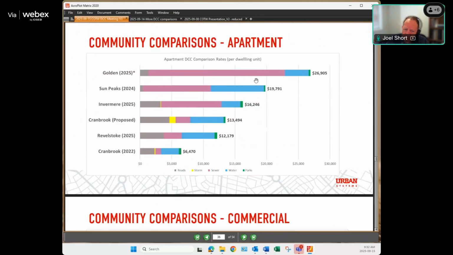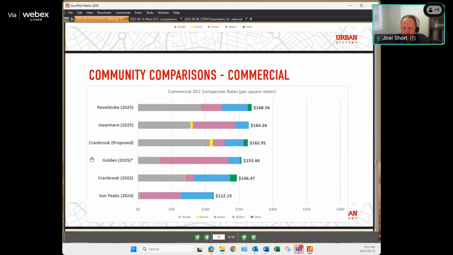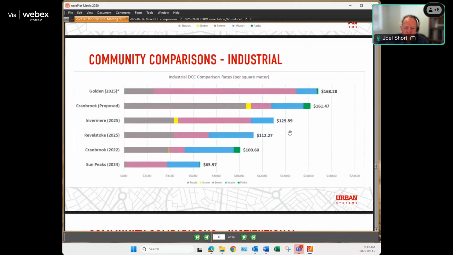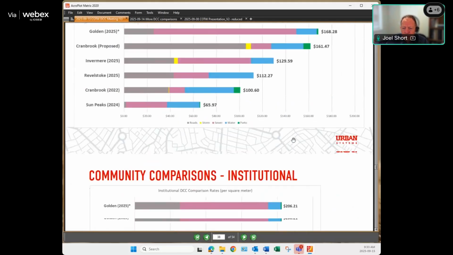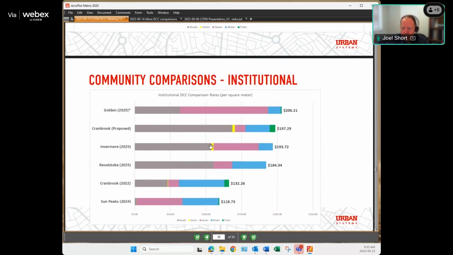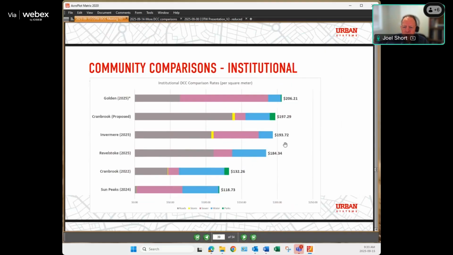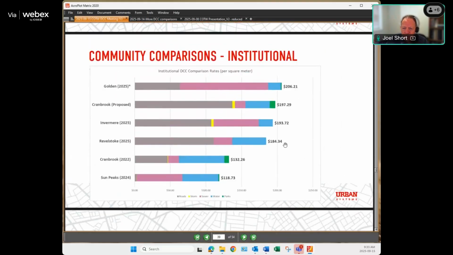Similar with apartment, kind of in the mid range when you look at the comparison with this small number of communities. With commercial, once again, kind of in the mid range when you're looking at the comparison with this small number of communities. And in industrial, kind of in the mid range, maybe a little bit on the higher end with these community comparisons. And institutional, very, very similar in terms of DCCs to Invermere and Revelstoke and what Golden is proposing. So there's some comparisons there.